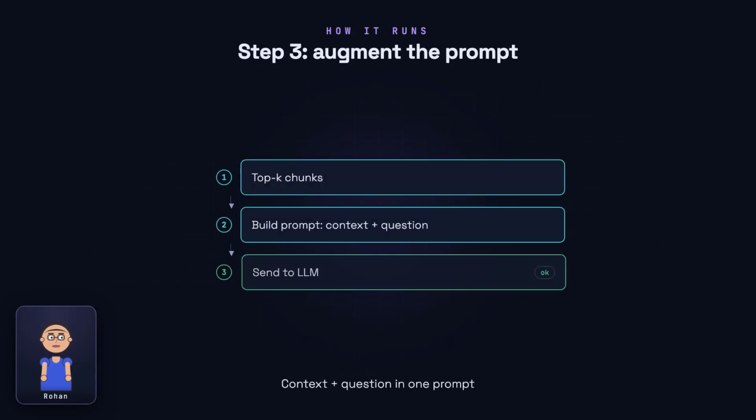Now the augment step, the A in RAG. We stitch the retrieved chunks and the question into a single prompt, usually with an instruction like, answer using only the context below. This is where grounding actually happens. The model is now looking at your data, not just its memory.